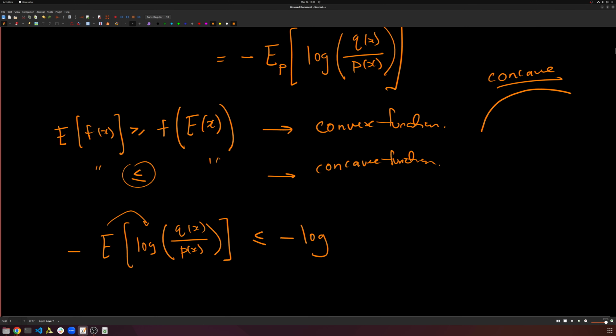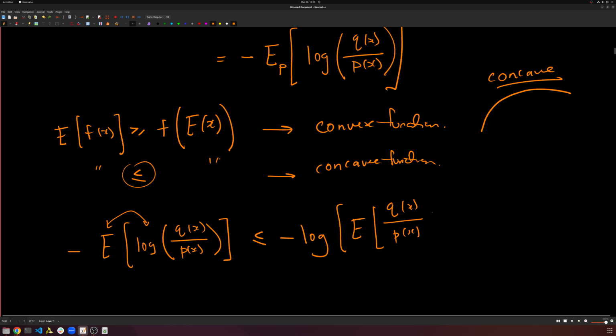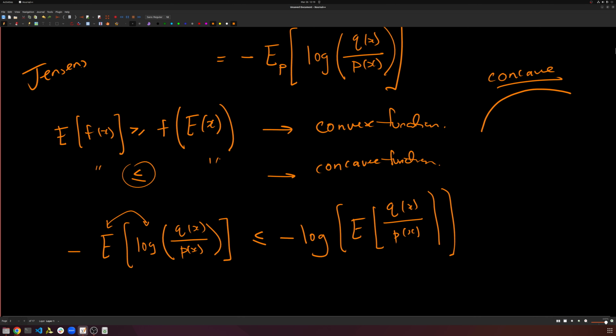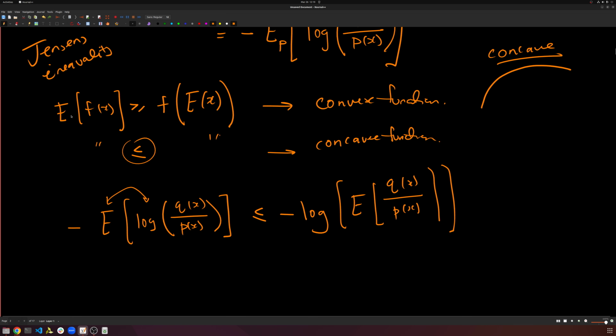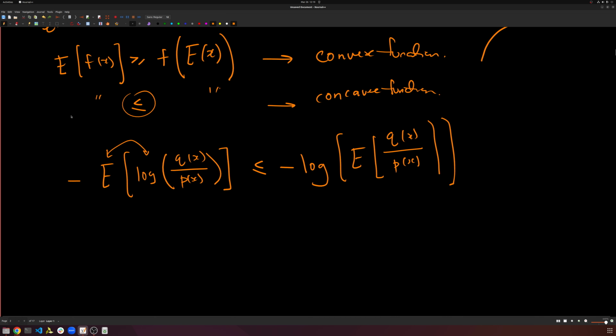We're basically swapping the expectation and the function, right? So log of the expected value of QX over PX. So there we go. And this is true, again, because of Jensen's inequality. There are actually other ways to do this, but we're using Jensen's because I think it's the easiest way to do it. So that's what we're going with.